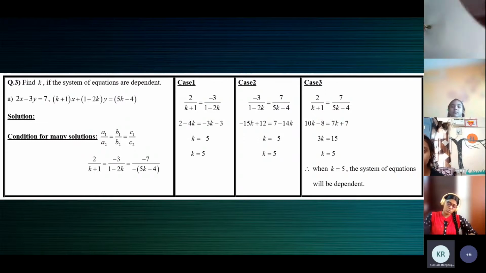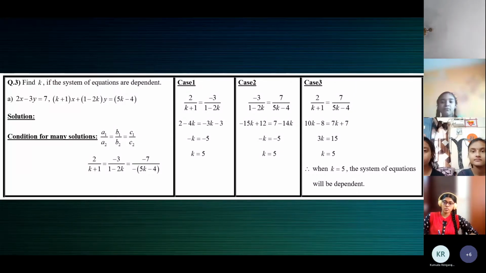So when you work case 1, you get k as 5. Case 2 also k as 5. That's enough. So that means common. In both the cases, you're getting k as 5. That means when k is 5, the system of equations will be dependent. Finish. If you're interested, you can work case 3 also. Any 2 cases you can work. You should get the same answer for k.